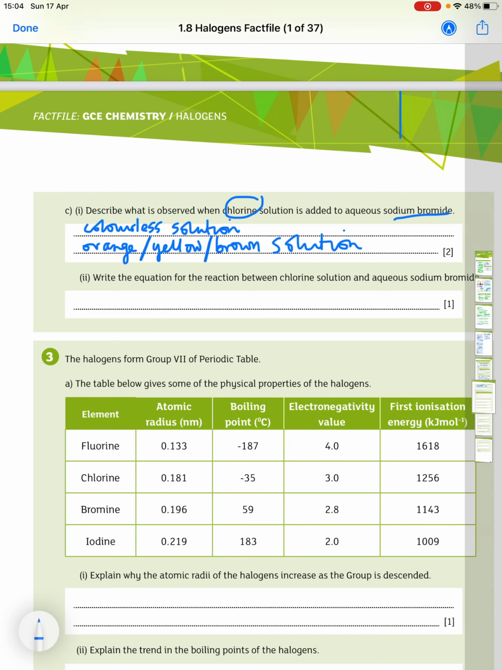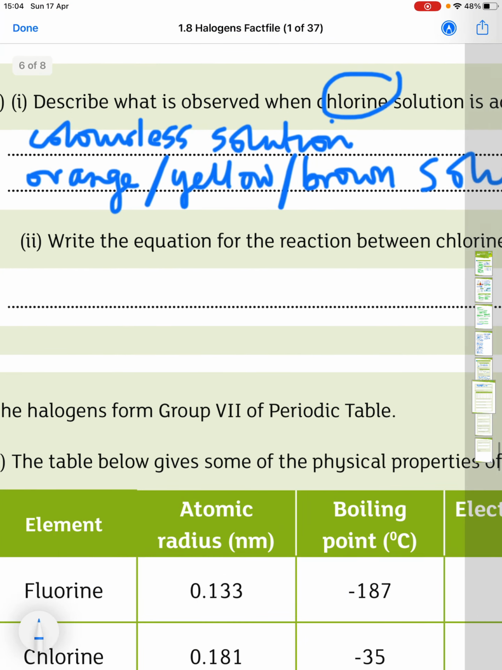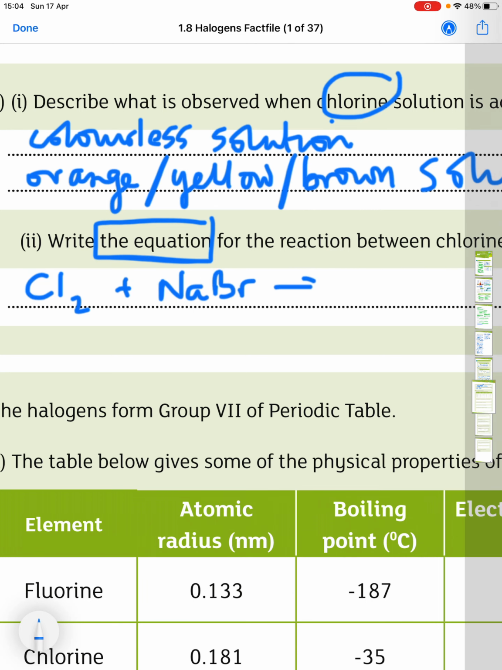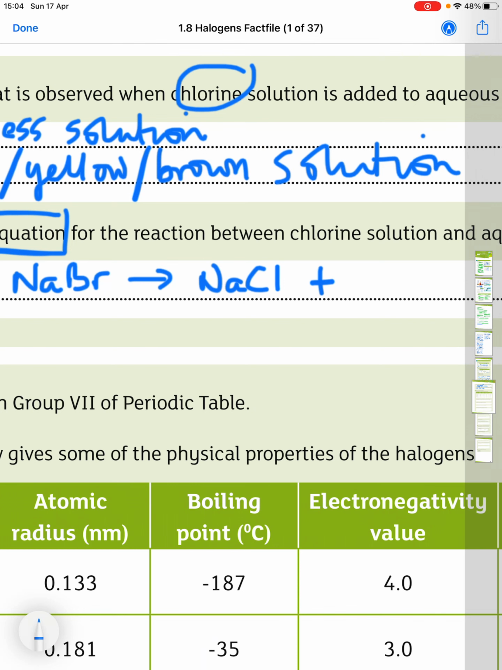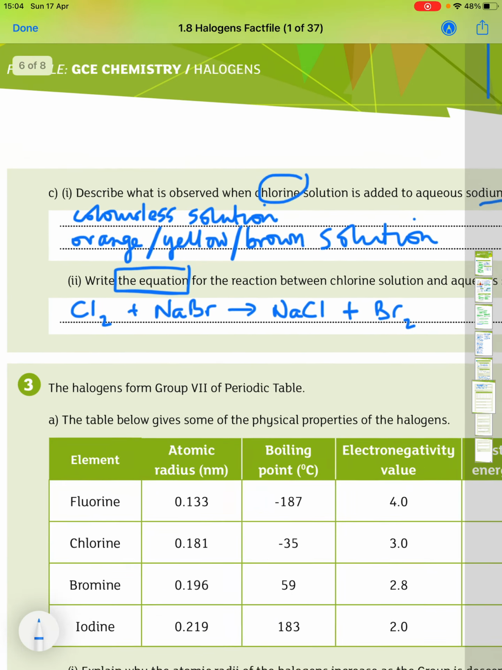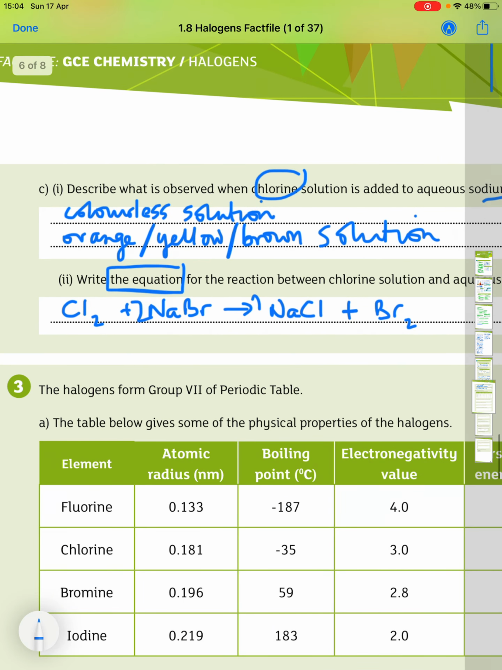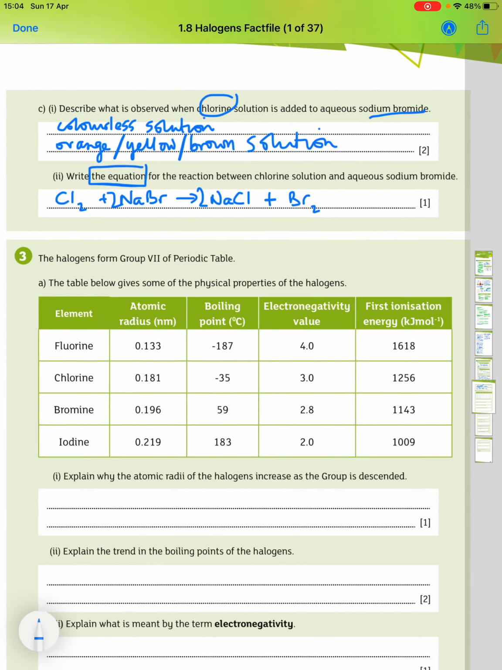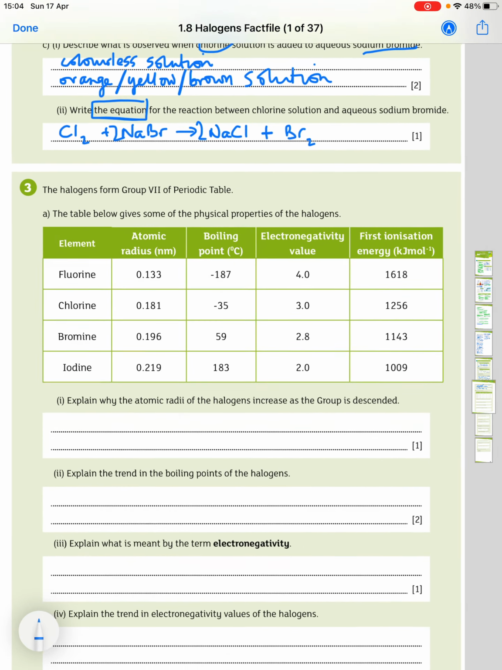So then write the equation for the reaction between chlorine solution and aqueous sodium bromide. This doesn't say an ionic equation, it just says the equation. So it's Cl2 plus NaBr, and that's giving us NaCl and Br2. Now we need to balance that, so we need a 2 and a 2 in front of the NaBr and the NaCl.